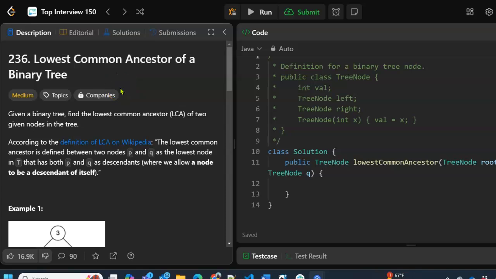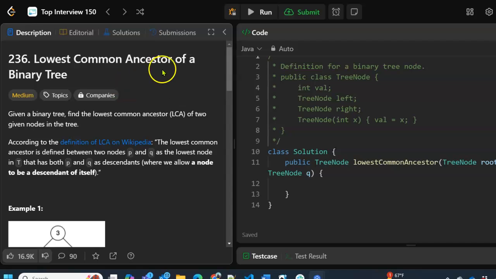Hi, I'm Paul. We're doing Leetcode must know interview questions. Today's challenge is the lowest common ancestor of a binary tree. So given a binary tree, find the lowest common ancestor of two given nodes in the tree.